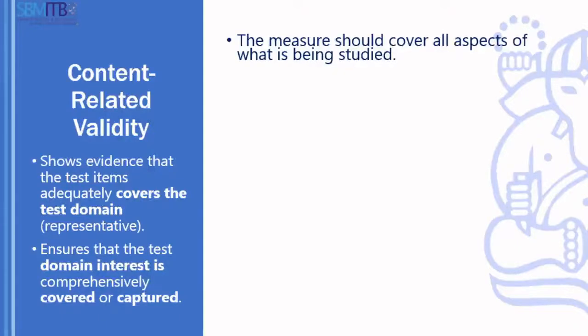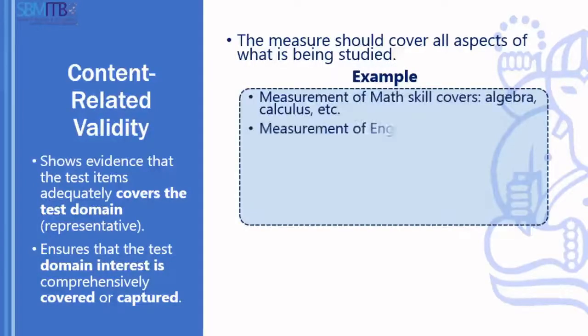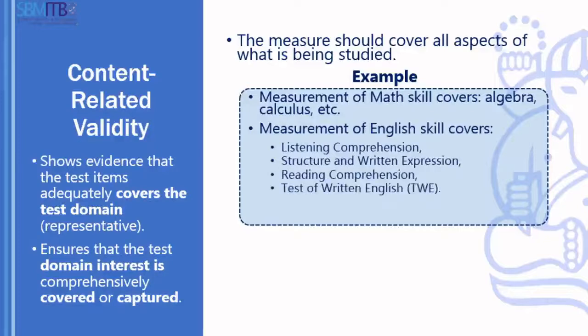As mentioned before, the measure should cover all aspects of what is being studied. For instance, measurement of math skill covers algebra, calculus, etc. As for measurement of English skill, it covers listening comprehension, structure and written expression, reading comprehension, and test of written English. The last example is that the measurement of intelligence covers IQ and EQ.